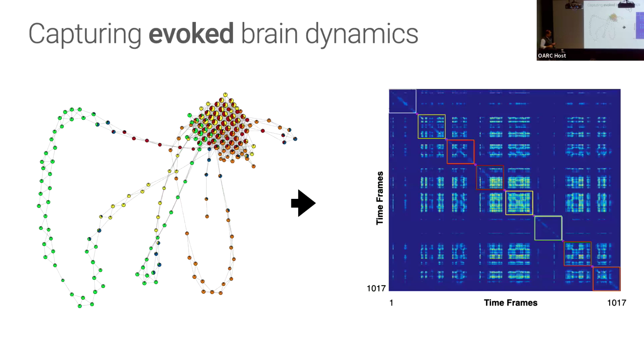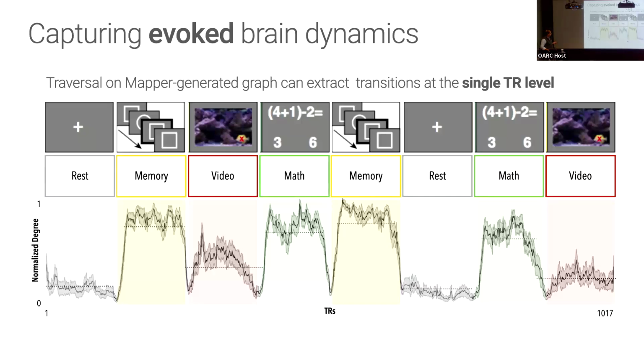And you can say, what's the degree of this graph? And if you compute the degree, you get this. So this is the degree of that graph, and this is averaged over all 2018 people. And without knowing anything about the task structure, we found the resting state.